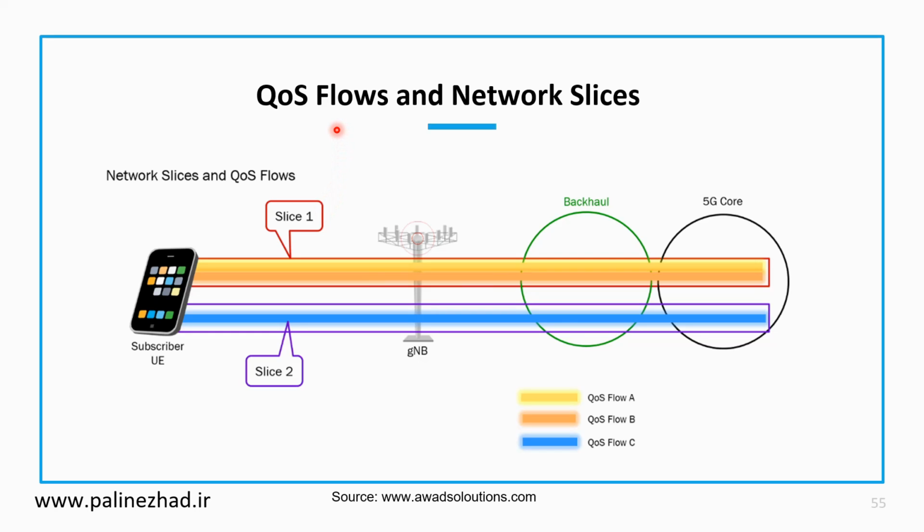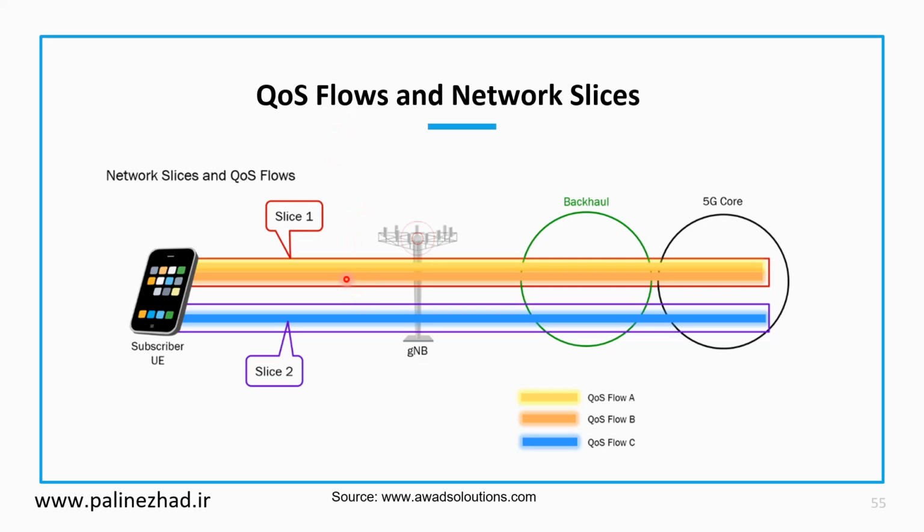Here we have the concept of QoS flows and network slices. I saw a lot of engineers that think that with defining some special latencies and guaranteeing some special bit rates, we can have a slice. And that QoS and a slice are the same, but it's not the case.